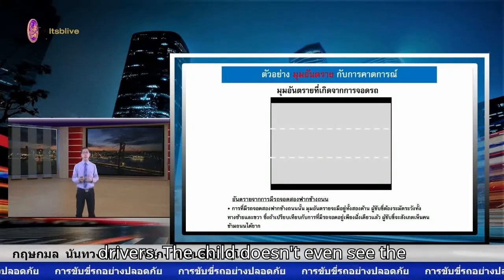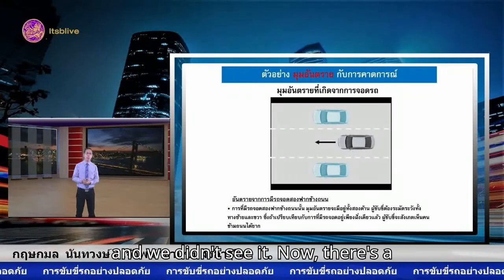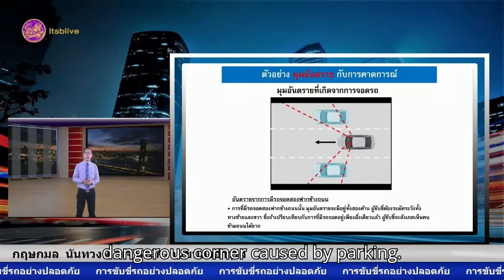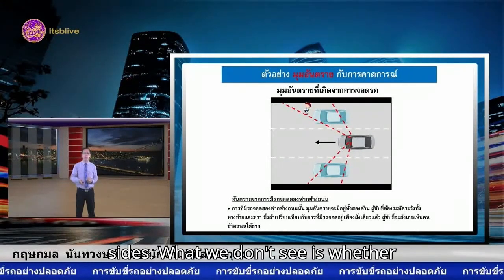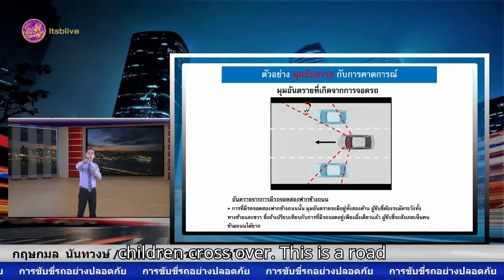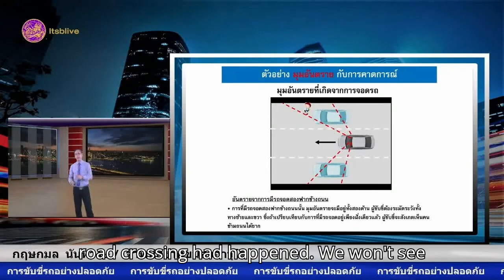The child doesn't even see the green line. The children didn't see it, and we didn't see it. Now, there's a dangerous corner caused by parking. Suppose there are cars parked on both sides. What we don't see is whether children cross over. This is a road crossing that would have occurred if a road crossing had happened.